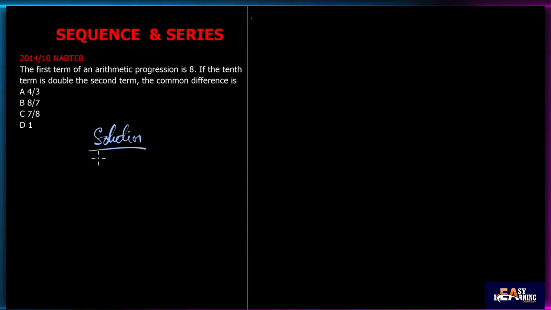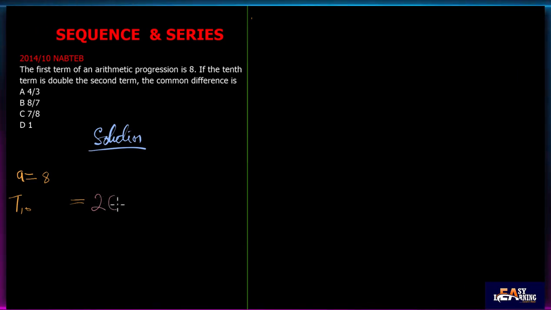We can take the solution of this, and we need to write out some values. And we're told that the first term, that is a, is 8. Okay, the first term is 8, and then we are told that the 10th term is double the second term. So this is what it means: the 10th term is equal to 2 times the second term, and we are told to find the common difference.